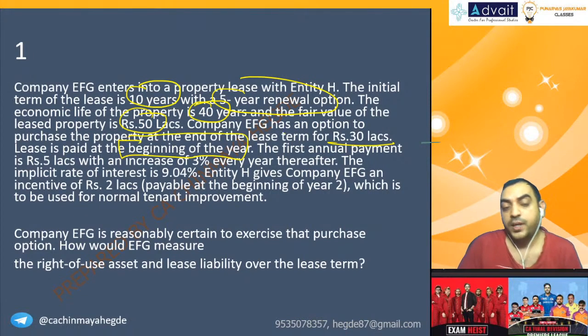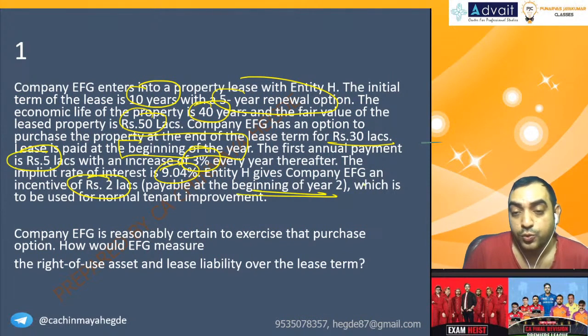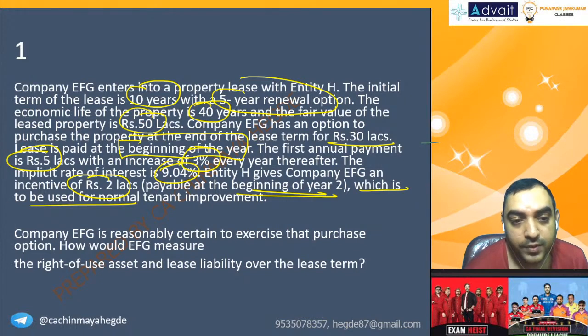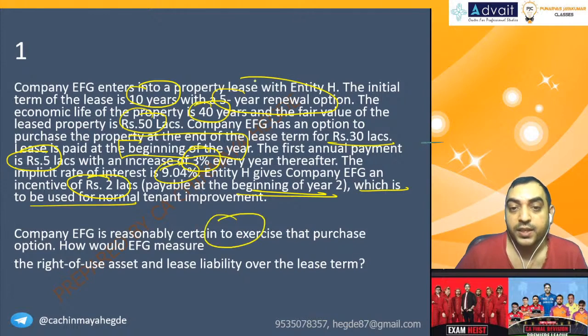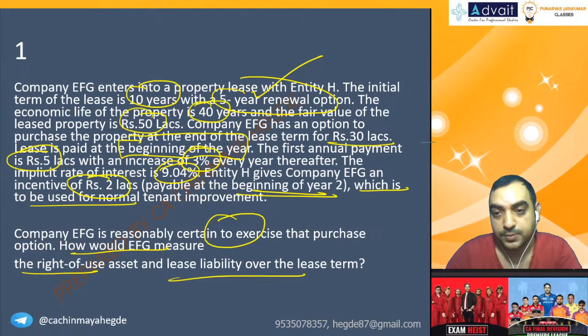Oh, this is a bomb. Lease is paid at the beginning of the year. The first annual payment is 5 lakhs with an increase of 3% every year thereafter. The implicit rate of interest is 9.04%. Entity H gives company EFG an incentive of 2 lakhs payable at the beginning of year 2, which is to be used for normal tenant improvement. Company EFG is reasonably certain to exercise the option. So reasonably certain to exercise means you take that renewable period also. How would EFG measure ROU and lease liability over the lease term?